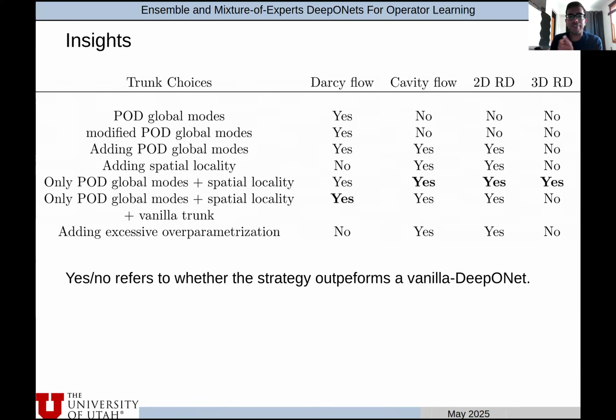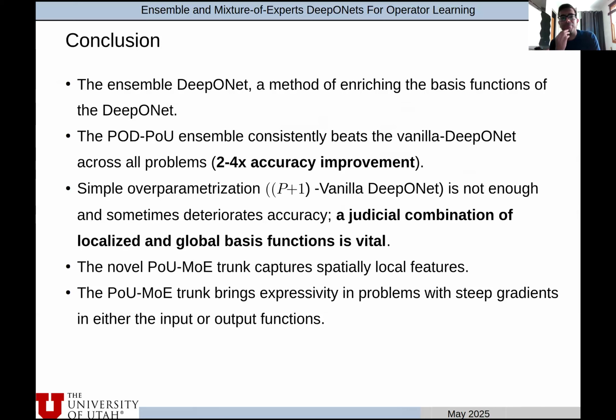In the case of Darcy flow, having additional trainable parameters in the form of another vanilla trunk helps more. But for problems with interesting features or high spatial gradients, our model outperforms other models by at least 2 to 4 times in terms of the relative L2 error. So that was the most important insight from this paper.